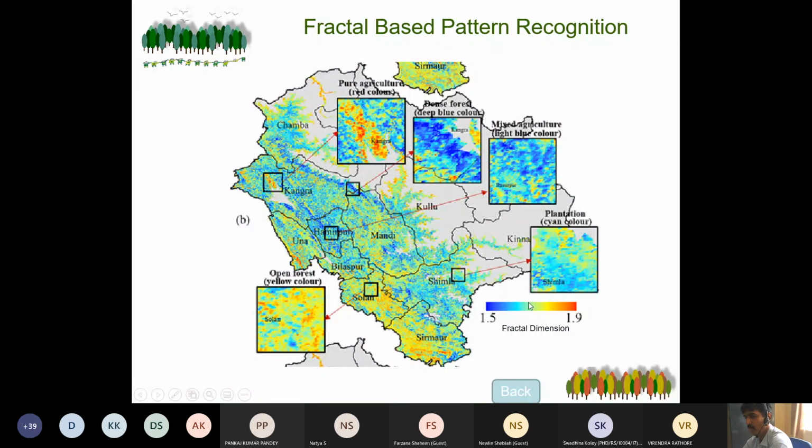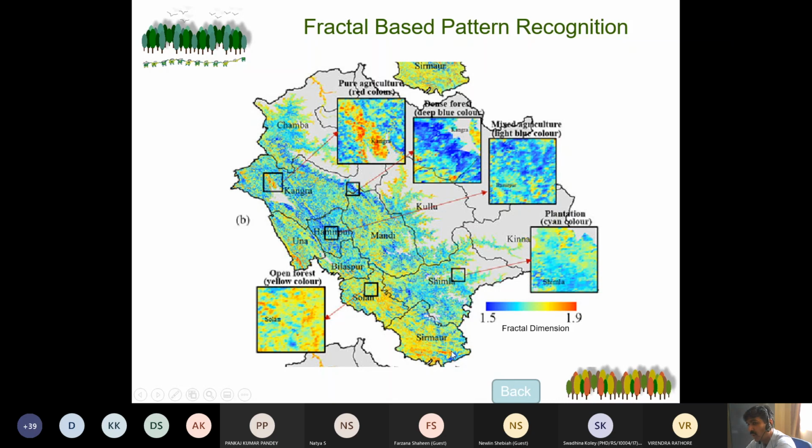You can see the red color patch is a pure agriculture area, agriculture dominant. After fractal, the value will be from 1.5 to 1.9. This paper is published in IEEE. So you can easily differentiate the blue color.